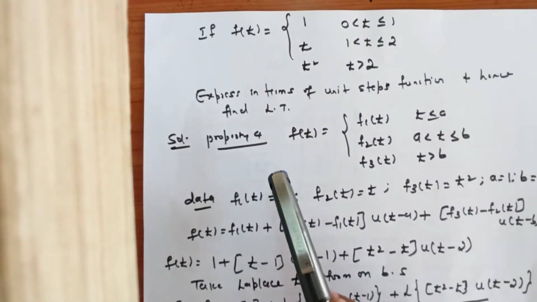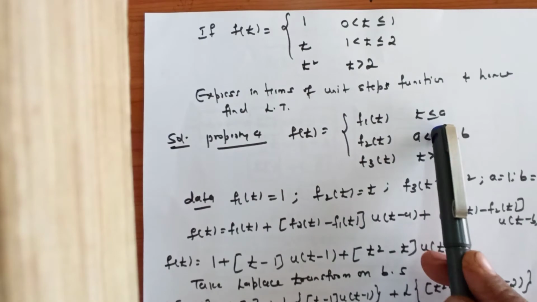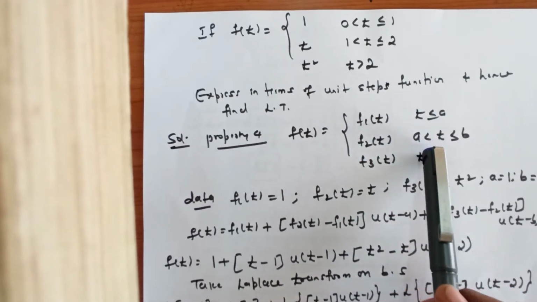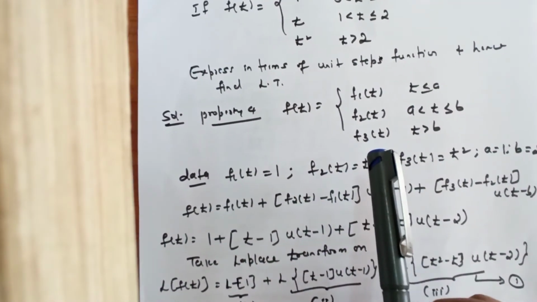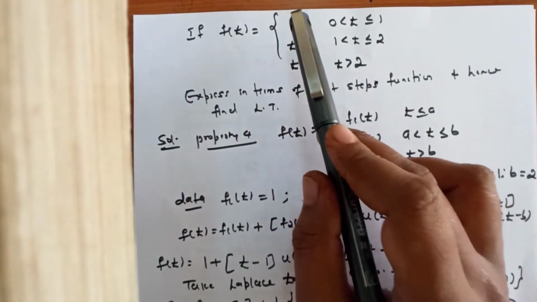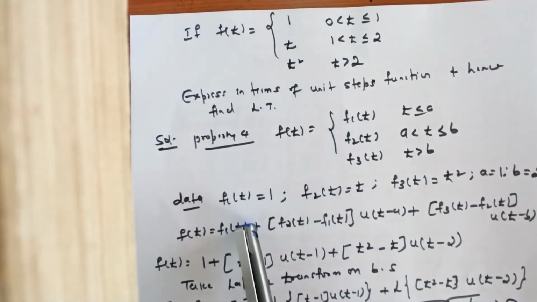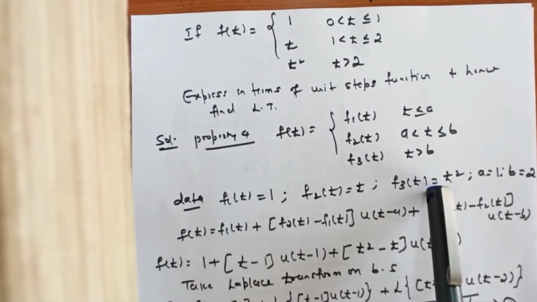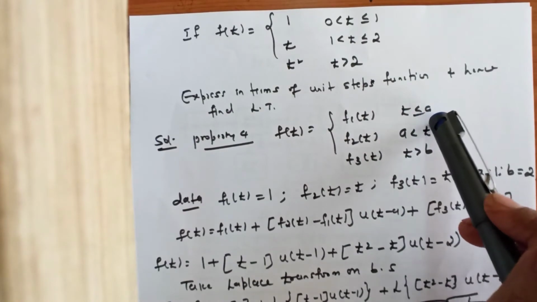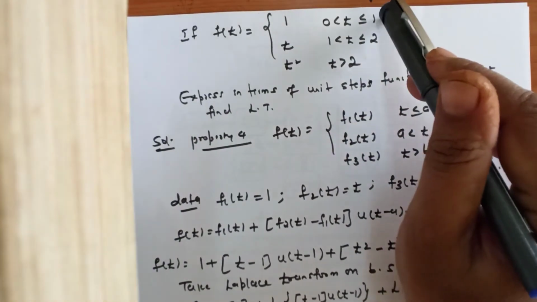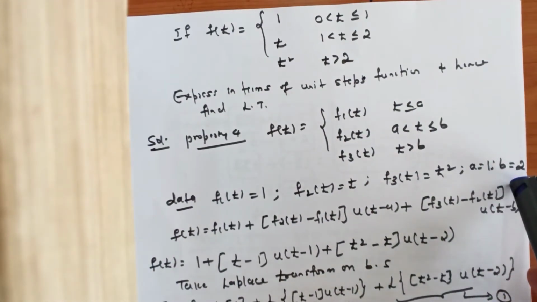as well as we have to find the Laplace transform. So by using the property 4, this is our property 4, f of t is equal to f1 of t for t less than or equal to a, and f2 of t for a less than t less than or equal to b, and f3 of t for t greater than b. So by the data we have f1 of t. Compare this standard form with the given problem. So our f1 of t will be equal to 1, f2 of t will be equal to t, f3 of t will be equal to t square. And if I see the limits over here, a is equal to 1, and b will be equal to 2. This is my a, that is a is 1 and b is equal to 2.